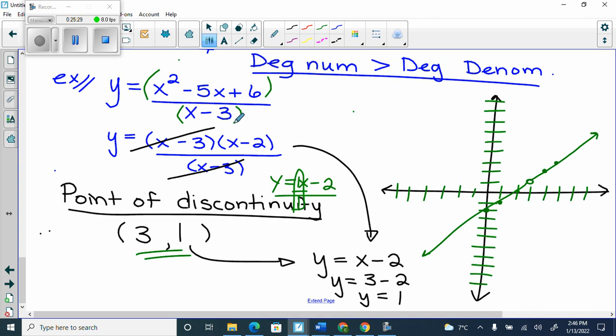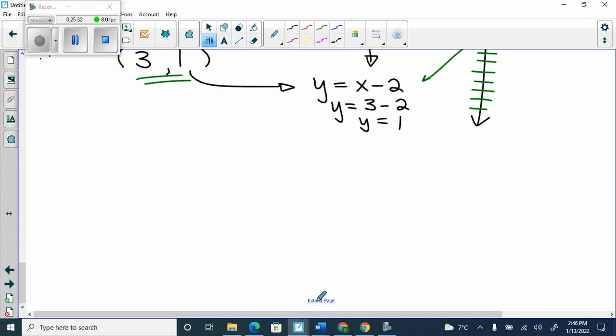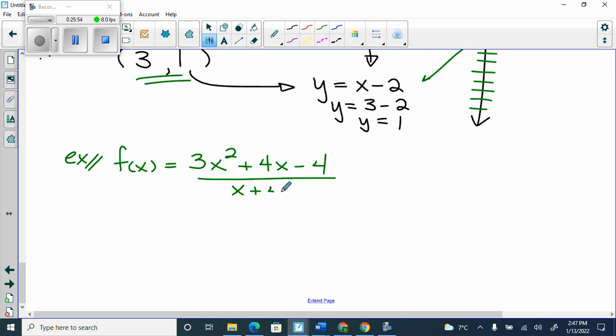Okay, I'm going to get you guys to try this one. What if I give you f of x equals 3x squared plus 4x minus 4 over x plus 4? I want the point of discontinuity and a little sketchy sketch.